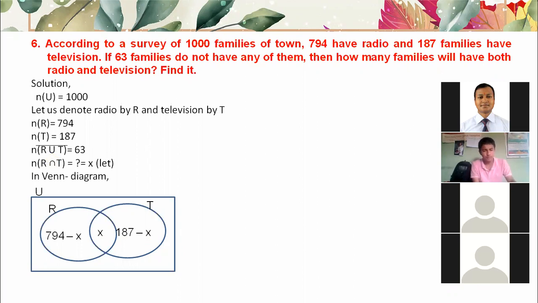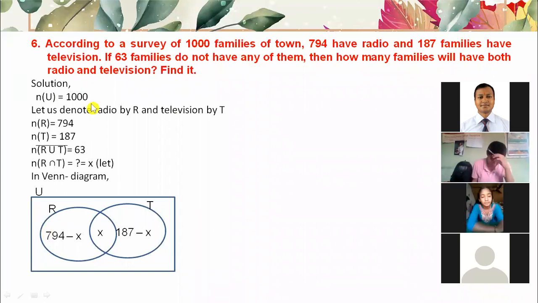Sometimes many students write this 1000 inside NU. But NU is 1000, the cardinal number of the universal set. But this region is not 1000. 1000 means everything inside the rectangle added together is 1000. The value outside the two ovals of radio and television is not 1000. So don't forget it. NU is 1000, but we don't write 1000 outside the ovals, the way we write 794 here.